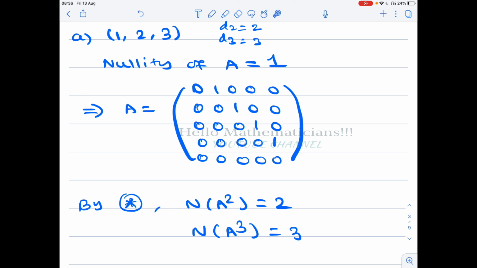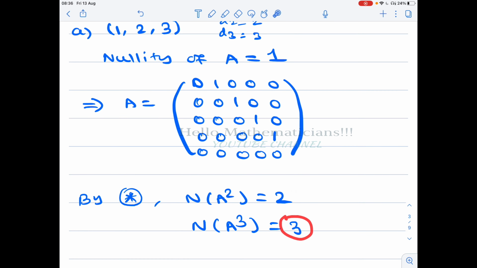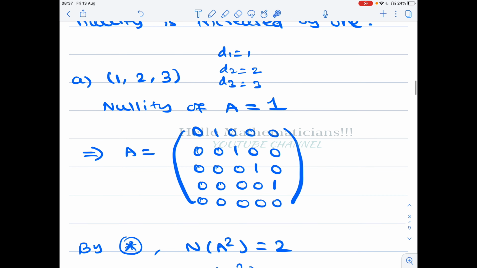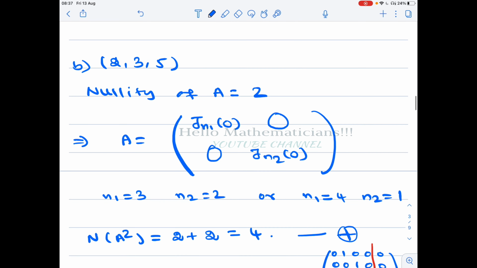So it is a 5 by 5 block. And if it is of size at least 2, then in A square the nullity will be increased by 1, and in A cube the nullity will be further increased by 1. For this matrix we already saw that these ones shift above and above at each step. So we see that nullity of A is 1, nullity of A square is 2, and A cube is 3. Therefore this is possible. Therefore this is true.